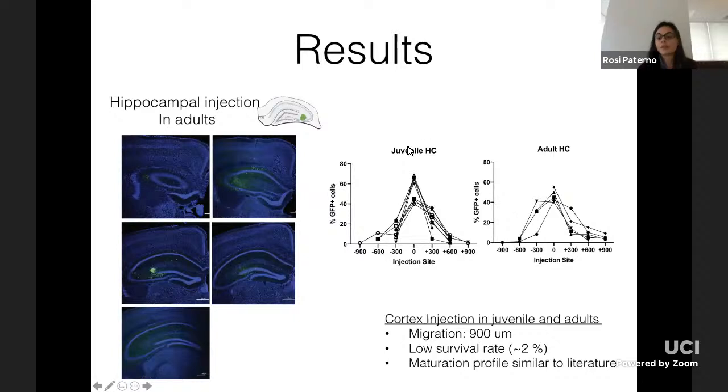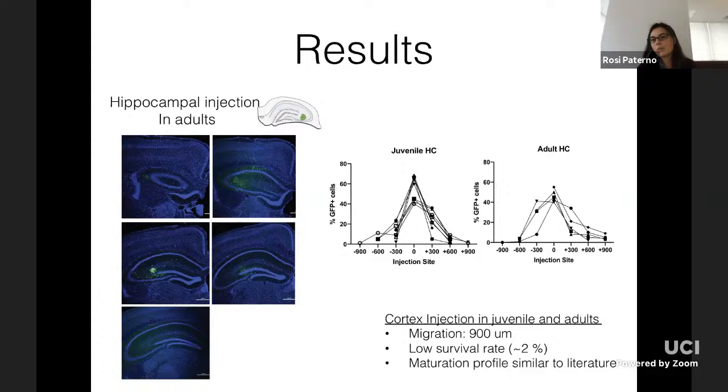And the same thing for the hippocampus. This is an example of the hippocampus. This was the injection site. The cells will migrate and we will have some cells in the dentate gyrus, but the distribution and the migration, therefore, will be mostly located around the injection area. But more important is that not only is the migration reduced, but also the survival rate is low. The maturation profile instead is always preserved.